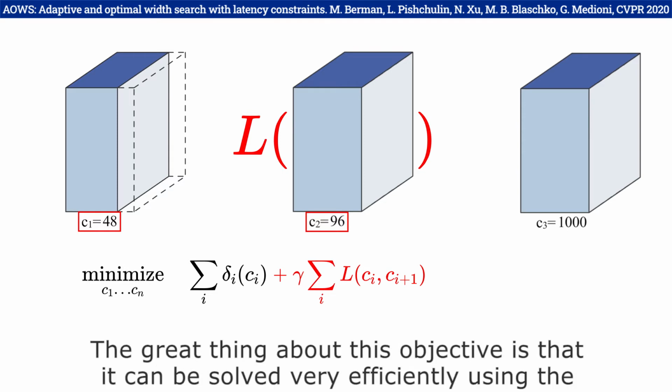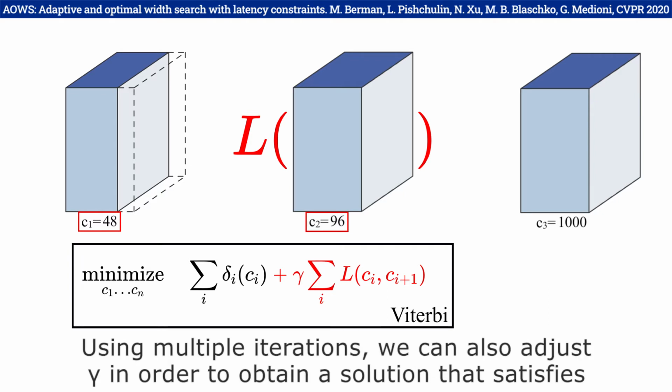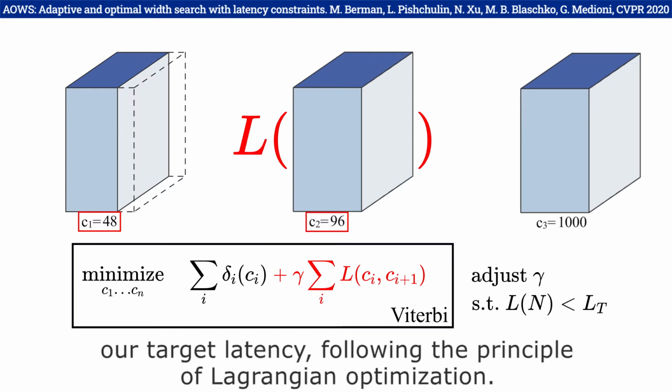The great thing about this objective is that it can be solved very efficiently using the Viterbi algorithm. Using multiple iterations of this algorithm, we can also adjust gamma in order to obtain a solution that satisfies our target latency, following the principle of Lagrangian optimization.